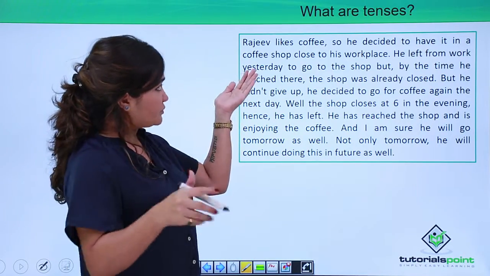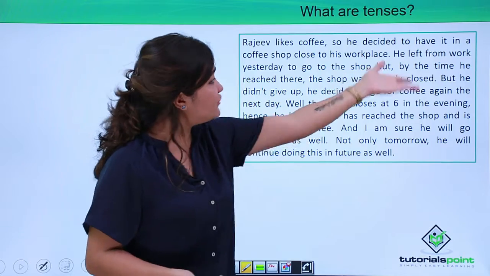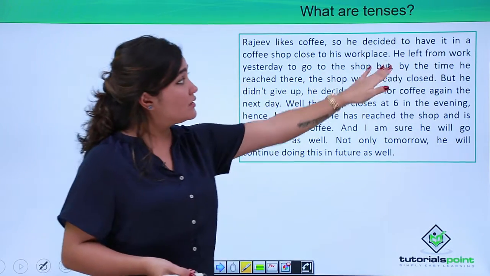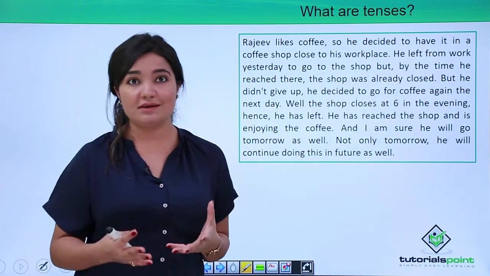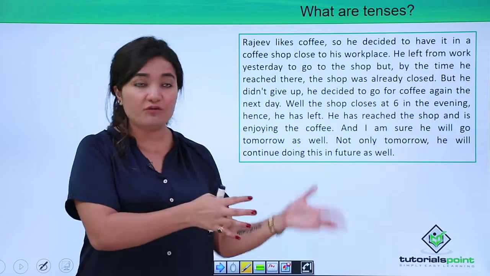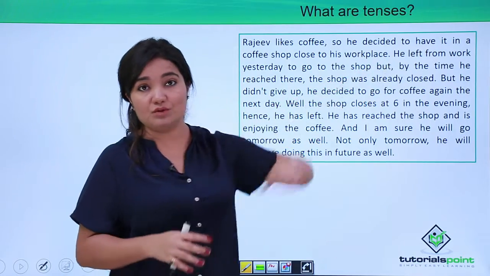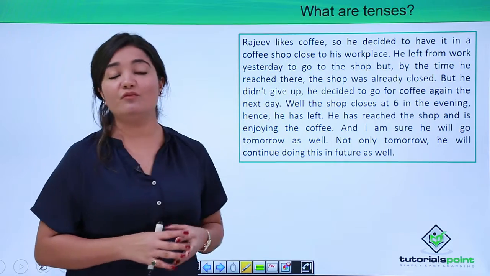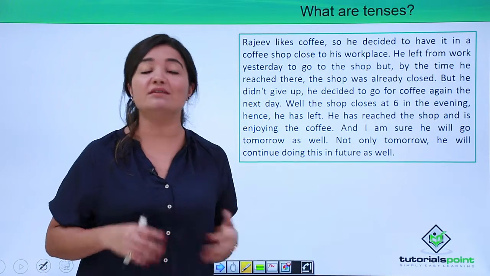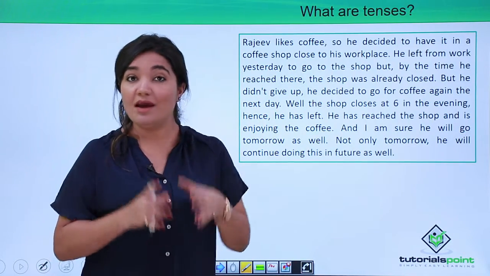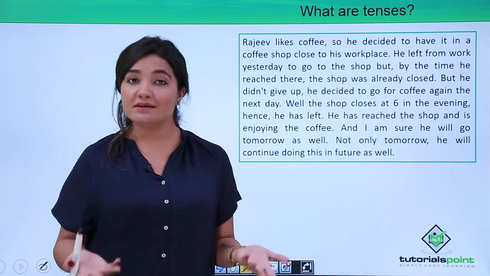Okay. So he left from work yesterday. So here again, left is a work that is done. He, leave, past form of leave is what we are referring to here, right? So again, he left from work. So when he left from work, that again indicates something that happened in the past. So again, a timeline attached.